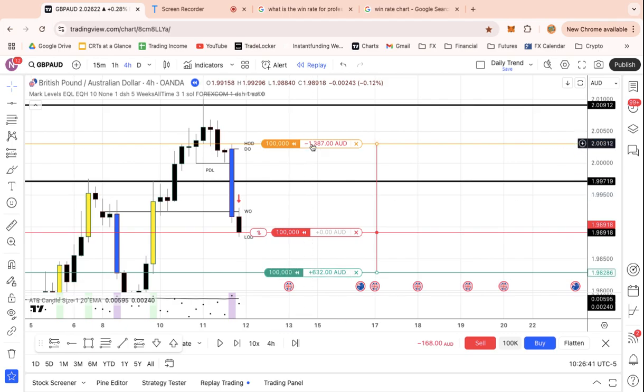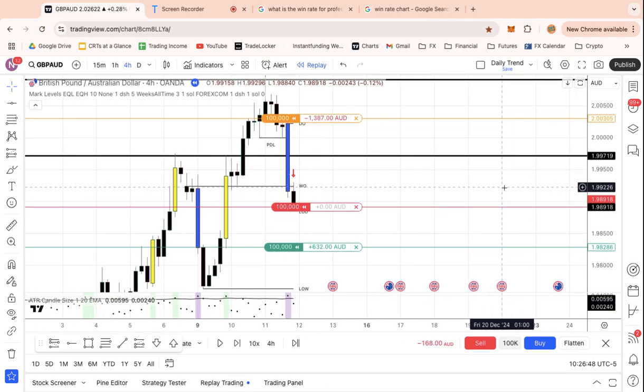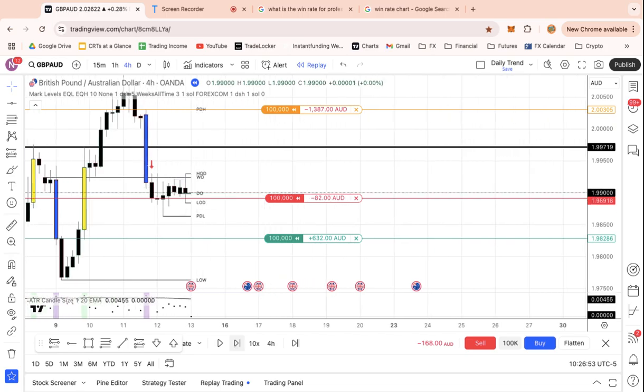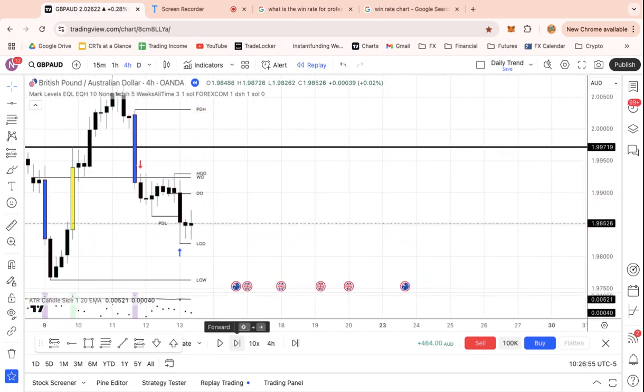Again, I know the loss is bigger than the gain, but I'm focusing on the rate. I'm not focused on the profit. I'm just showing what percentage of these types of trades win and lose, not how much money you make. So let's keep going. Okay, that was a winner. All right, so let's keep going though.